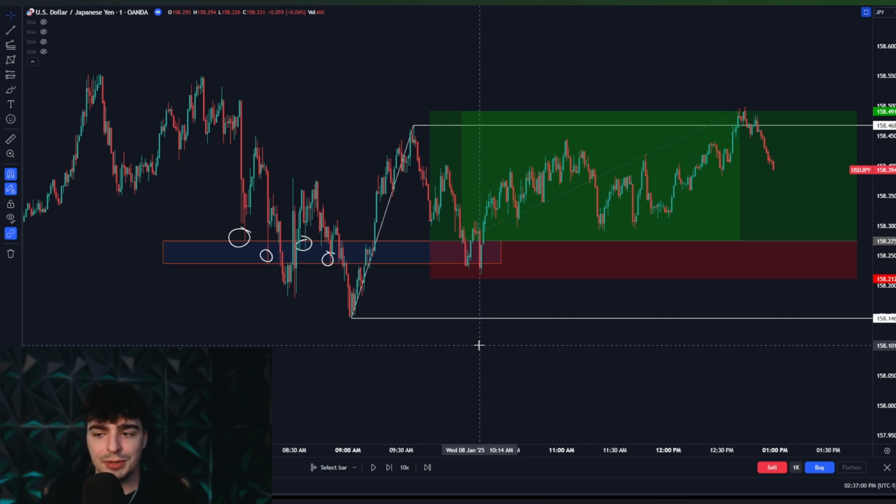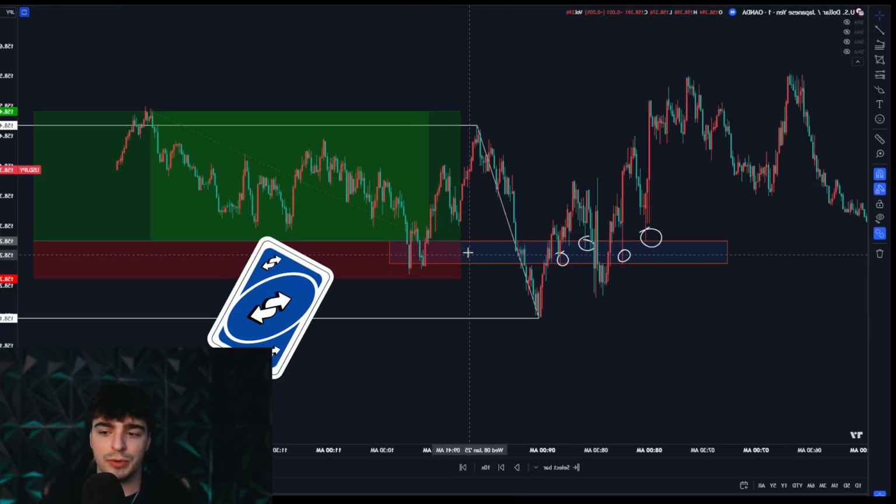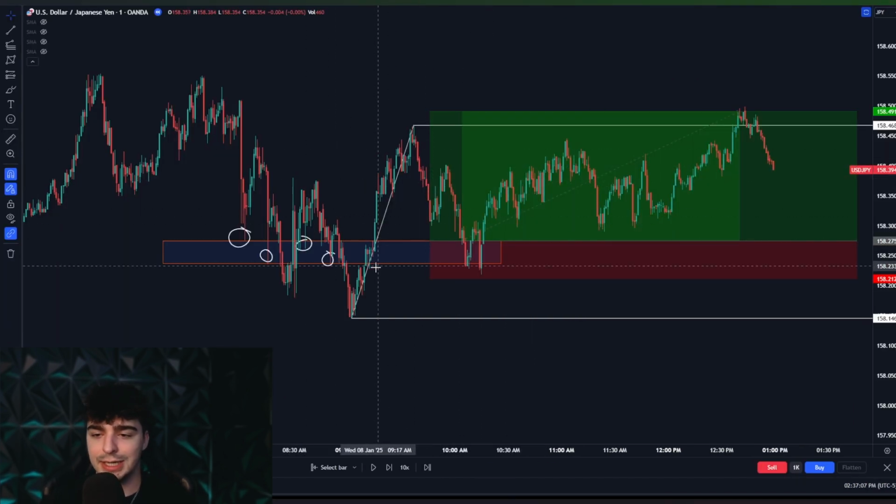A sell example is going to be the exact opposite. You are going to look for a supply level instead of a demand level and a downtrend instead of an uptrend. It's the exact opposite scenario.